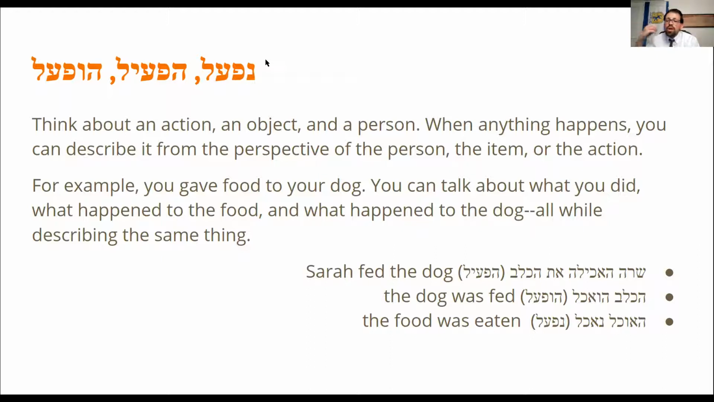But what if you were talking about from the perspective of the dog without even talking about Sarah? What if you were just saying the dog was fed? So that would be hakelev ho'achal, hufal. So you're just talking about the object that is impacted by the action. Hakelev ho'achal. So that is hufal. Again, you're talking about the perspective of the target of your actions without mentioning whose actions they are, or anyone's actions, any actions. Hufal, you're talking about what was done to the target of the action.